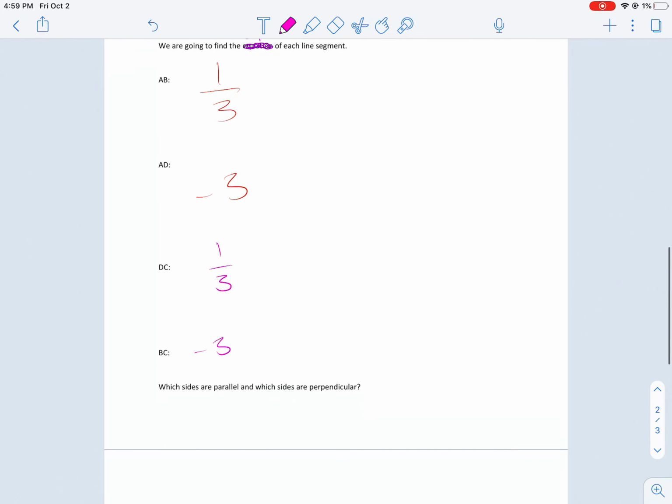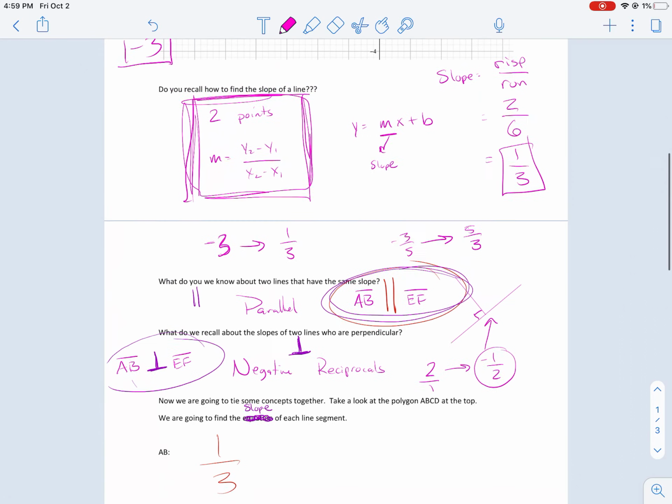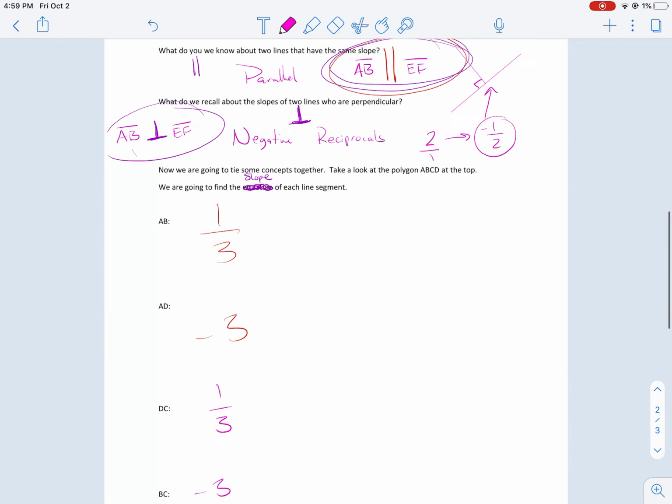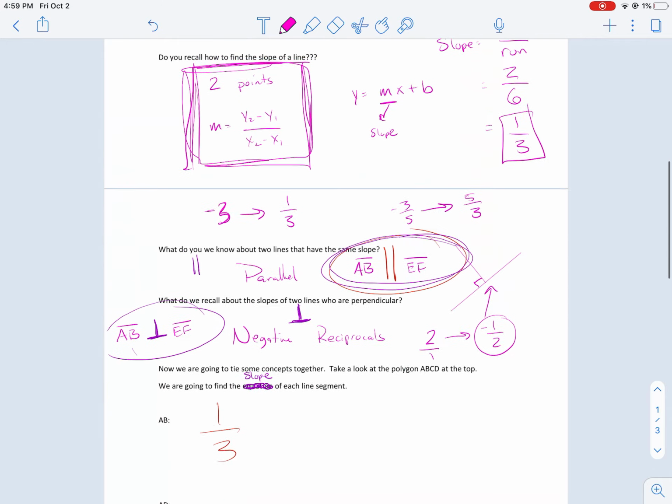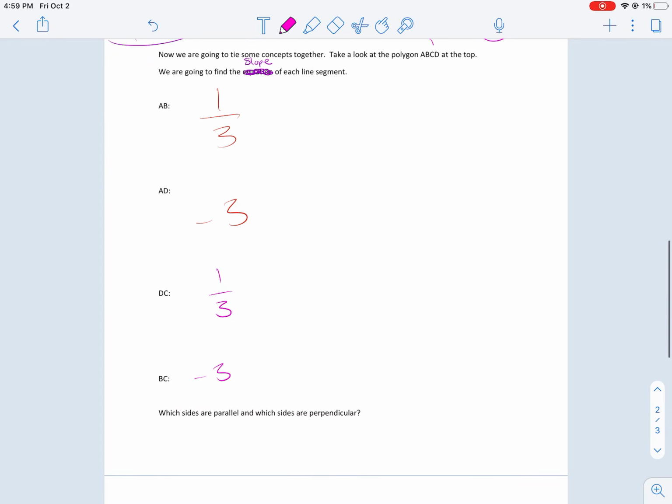So, which sides are parallel and which sides are perpendicular? So in this part, we're going to make sure we label these things correctly. So the parallel ones. Okay, so let's do that first. So AB is parallel to DC. All right. AD is parallel to BC.